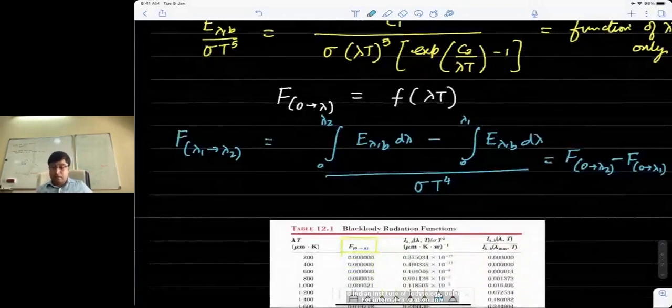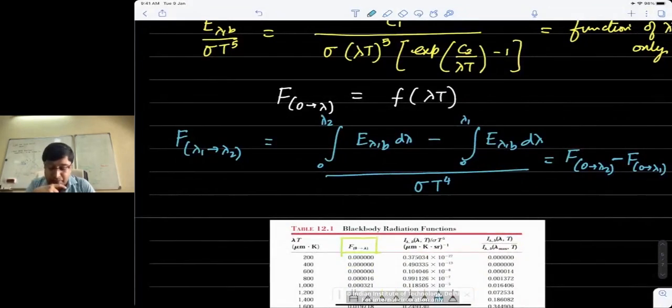So if you're given two wavelengths at a given temperature, you can calculate the lambda T values at those two wavelengths, and then subtract the F values to obtain the emission within a narrow band or within a band of radiation.